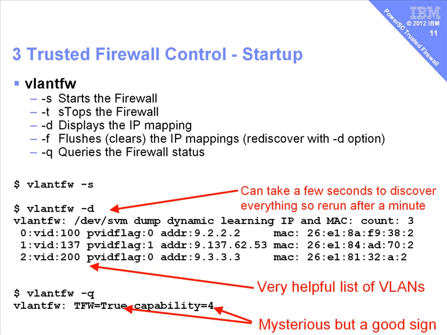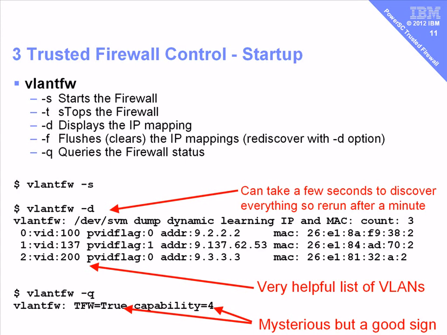Next, then, we're going to start up the trusted firewall. There's a couple of options in here. The vlantfw -s command will start it up. Then you use the -d option. Now, a little word of warning in here. The first time you run it, if you do that just after it started, it won't report many statistics.